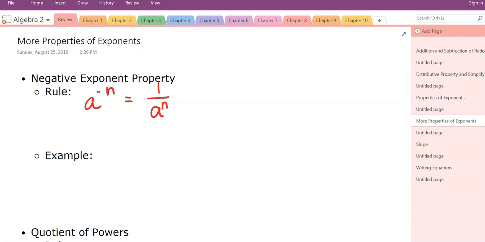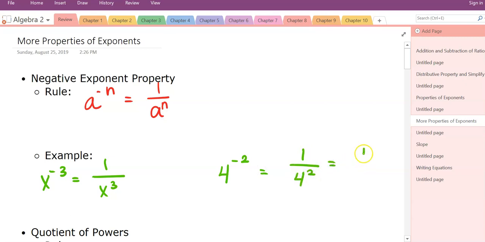For example, if we have x to the negative 3 power, we would put 1 over x to the third. If you have something with just numbers, like 4 to the negative 2 power, you would do 1 over 4 squared, which is the same thing as 1 over 16 when you evaluate it. So anytime you see a negative exponent, you need to rewrite it so that it becomes positive.